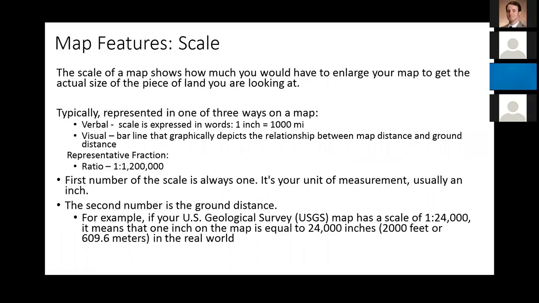Scale. This is another big one. When you're thinking about scale, you're thinking about how the image has been produced to mimic or replicate the real world. So 1 inch on the map equals X miles in the real world. This can be expressed in different ways on a map. You can see a verbal expression, where it will just be written as one inch equals 1,000 miles. You can have a visual where you have a bar line, and then you have a representative fraction that begins with the first number as one as a unit of measurement, for the comparison.